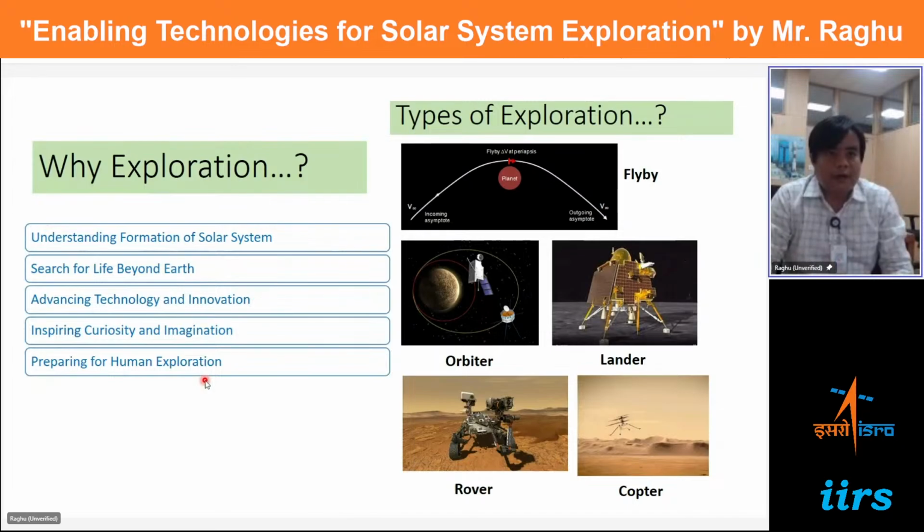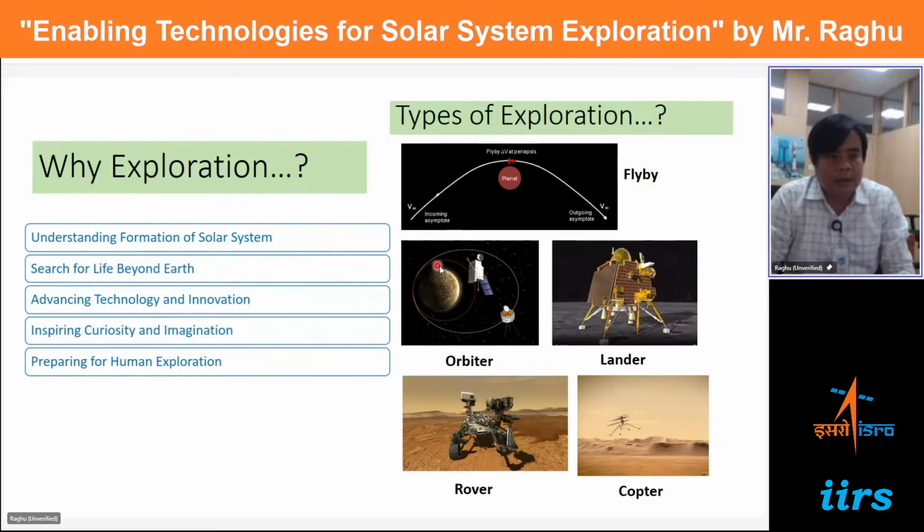So there are different types of explorations. One is called the flyby. Flyby means you go and pass by near the planet, and during that pass-by period closer to the planet, you can do some experiments, and after that you keep going, just like a comet. Then another is the orbiter.